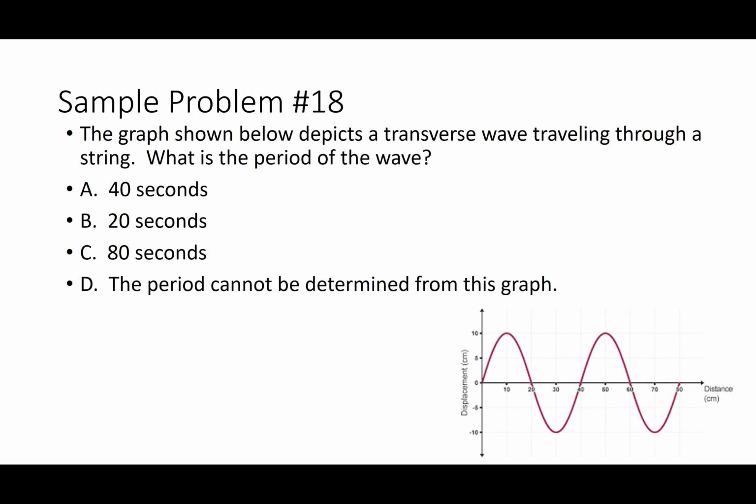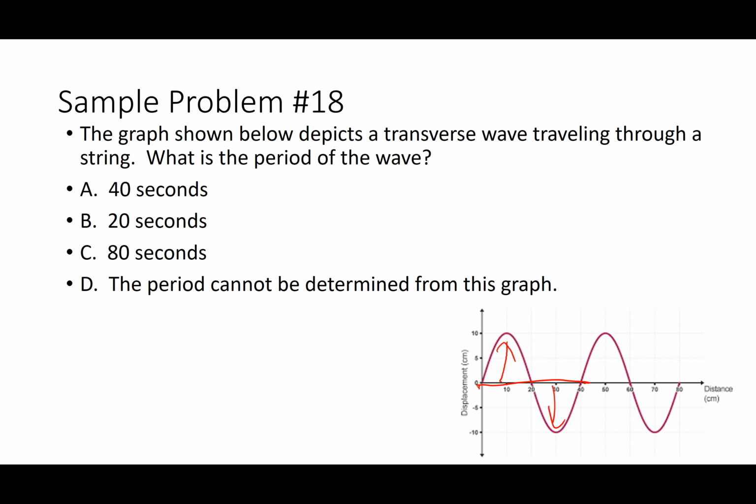The graph shown below depicts a transverse wave traveling through a stream. What's the period of the wave? Some of you are going to not pay attention to the graph, and you're going to say, okay, the wave goes up and down and back up, and it starts over here, so the period is 40. Well, you'd be incorrect if you did that, because this is not a displacement against time graph. This is a displacement against distance graph. So what this is saying, as the wave displaces this far and a point displaces this far, the wave actually moves this far down the stream.